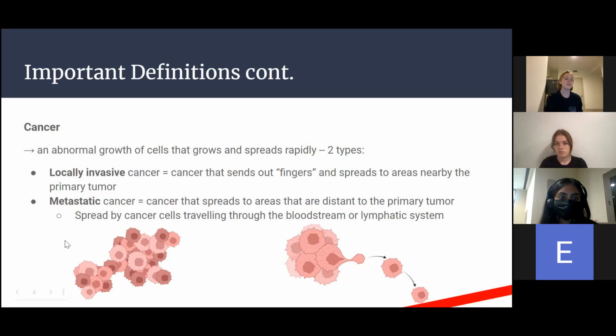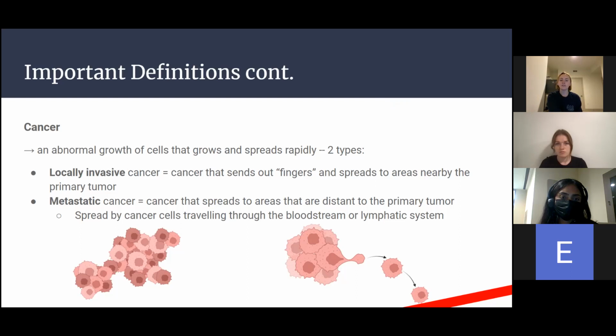We have two images down here. I think this is going to be pretty easy for you guys, but which of these is locally invasive and which of these is metastatic? If you want to take a second, you can pause the video. But I'm going to tell you, on the left, we have the locally invasive because it's all one tumor, but it's irregularly shaped.